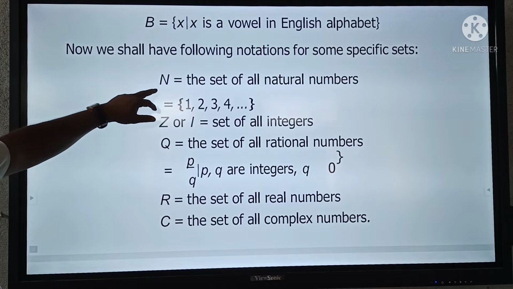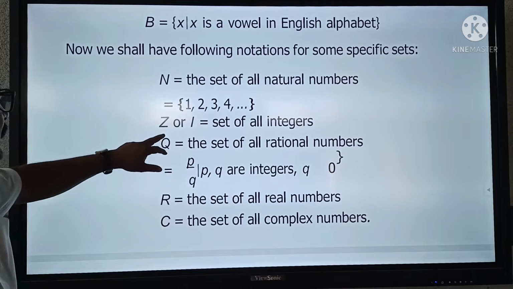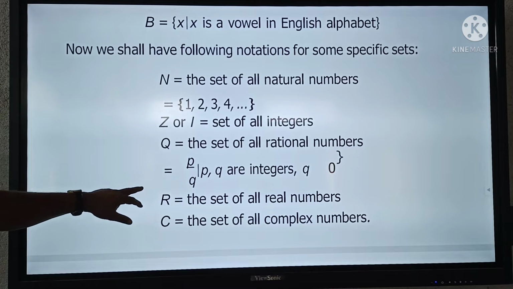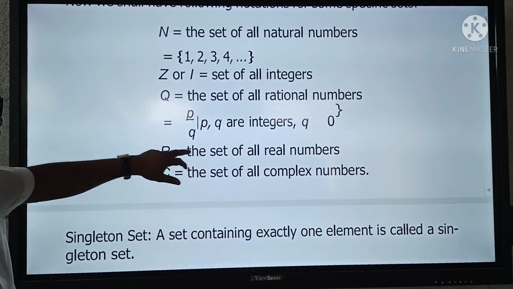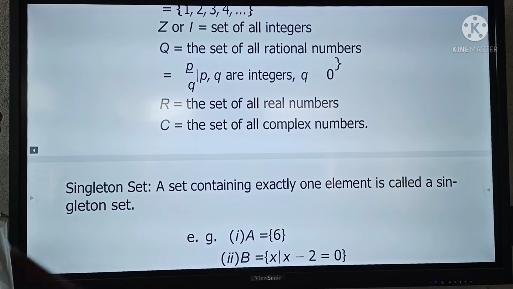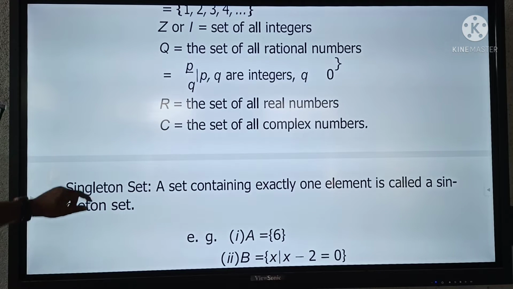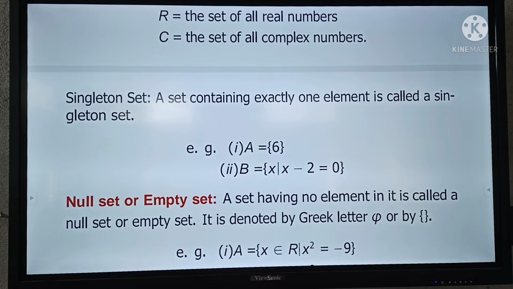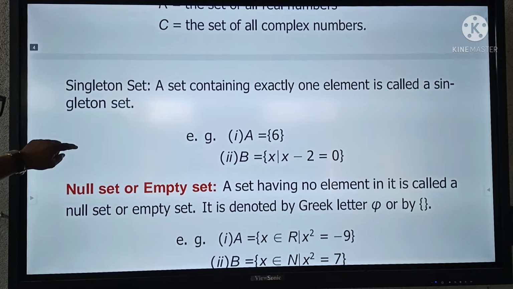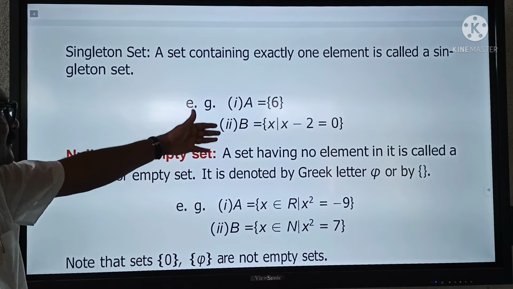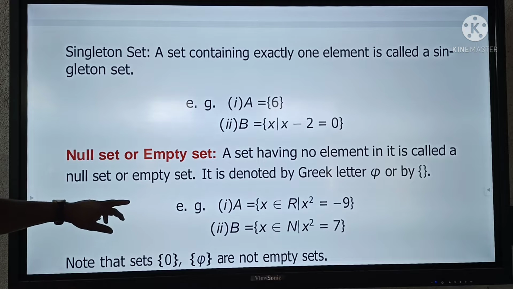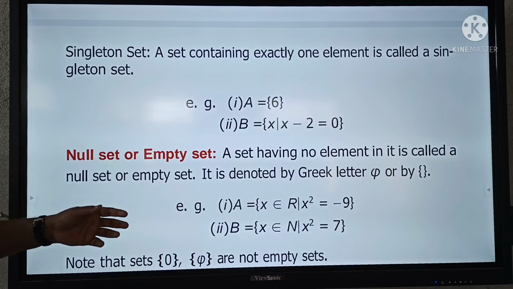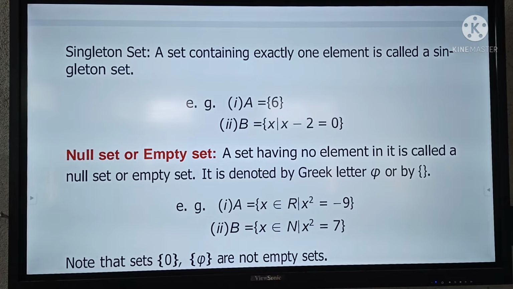We know the sets: N, the set of natural numbers, Z or I, the set of all integers, Q, the set of rationals of the type p by q, R, the set of all reals, and C, the set of all complex numbers. We are familiar with this, no problem. A singleton set means a set containing exactly one element. These two are examples, they are singleton sets. I will send this PDF copy to the WhatsApp group, no problem, but understand some things.